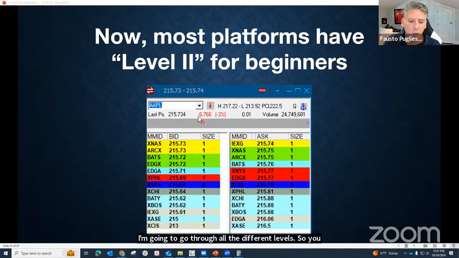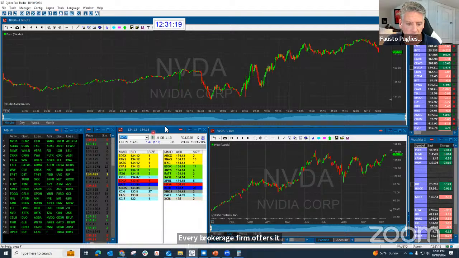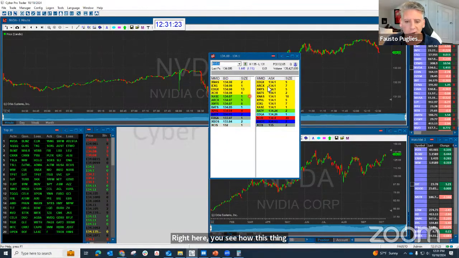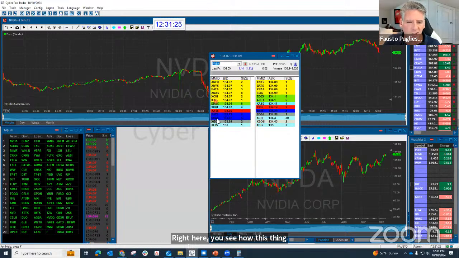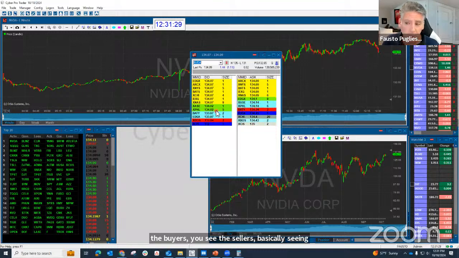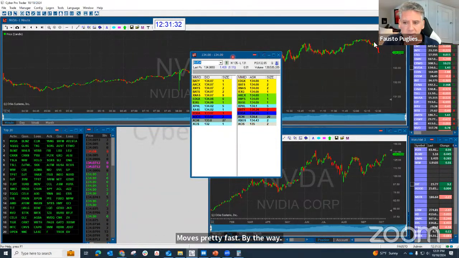Level 2, every brokerage firm offers it. This is basically level 2, right here. You see how this thing is blinking. You see the buyers. You see the sellers. Basically, you see the exchanges. It looks pretty cool and moves pretty fast. By the way, getting back to NVIDIA.